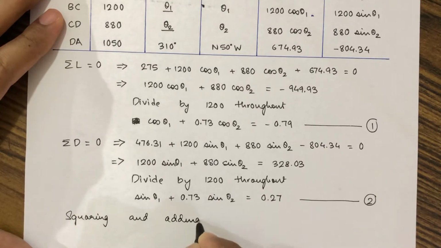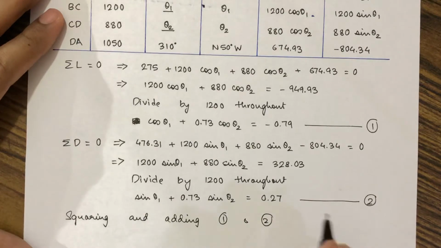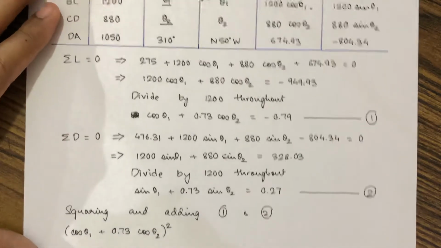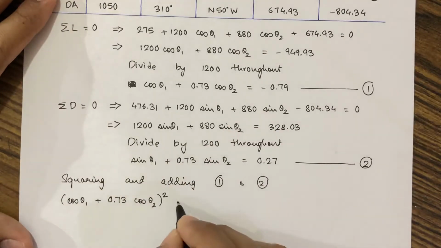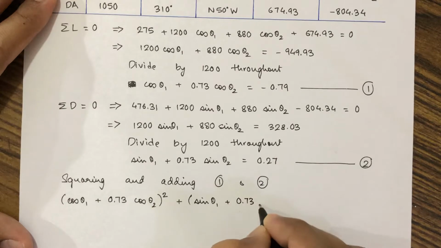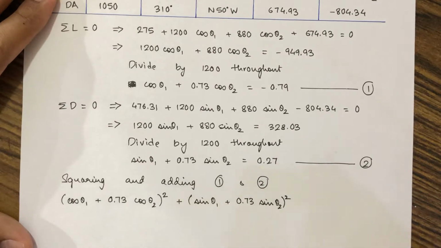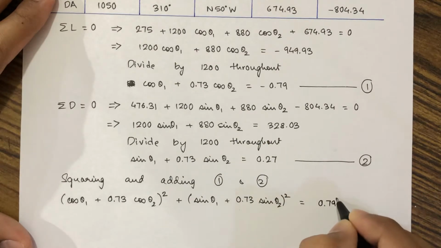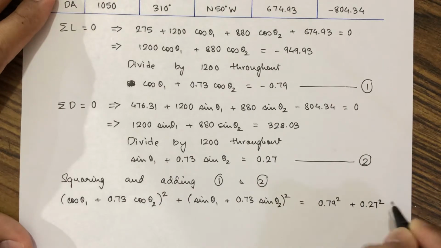Squaring and adding 1 and 2, we will get (cos theta 1 + 0.73 cos theta 2) whole square plus (sin theta 1 + 0.73 sin theta 2) whole square equals 0.79 square plus 0.27 square. Minus 0.79 square will become a positive value itself, hence I have not written the minus here.